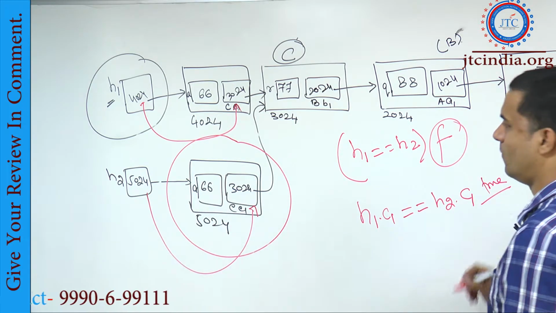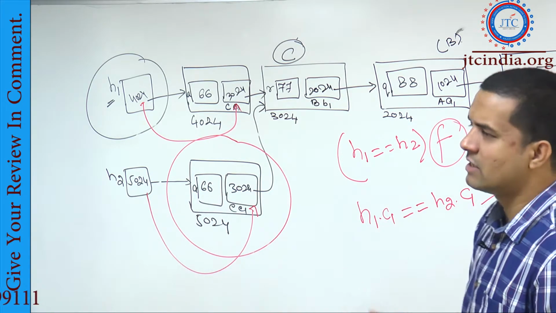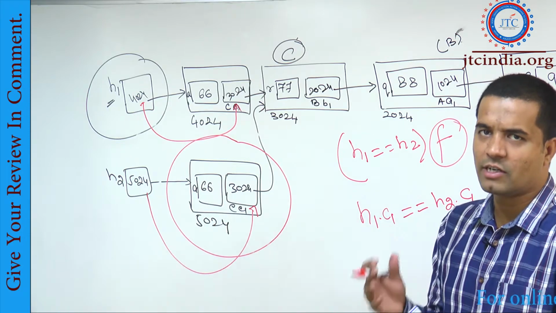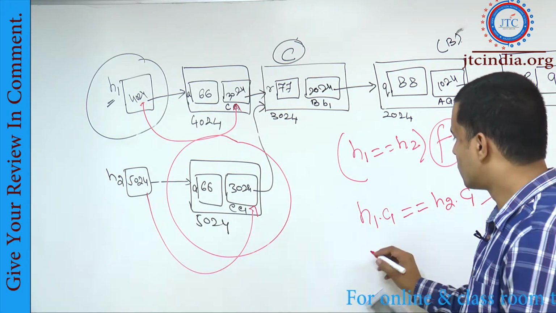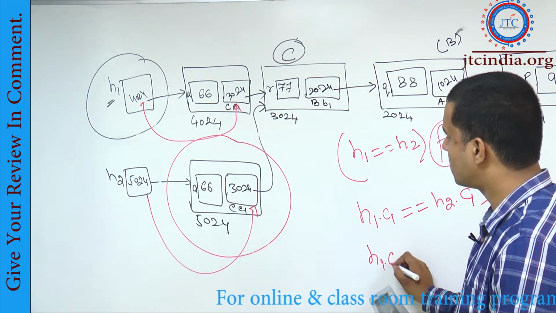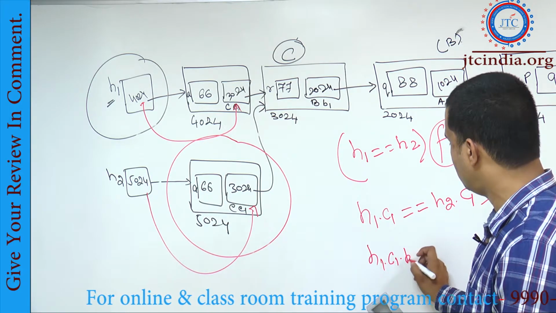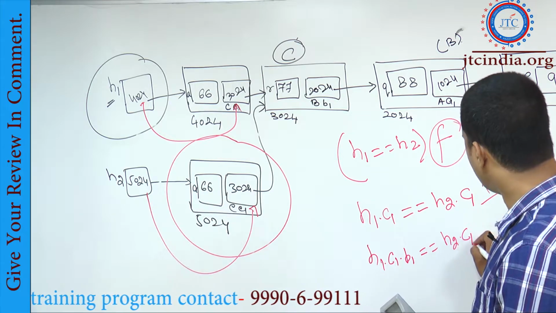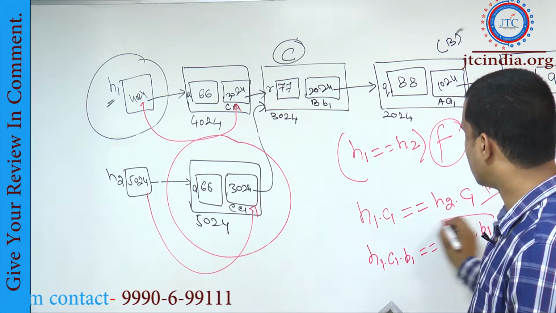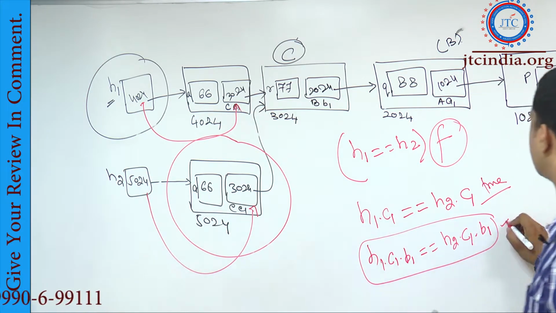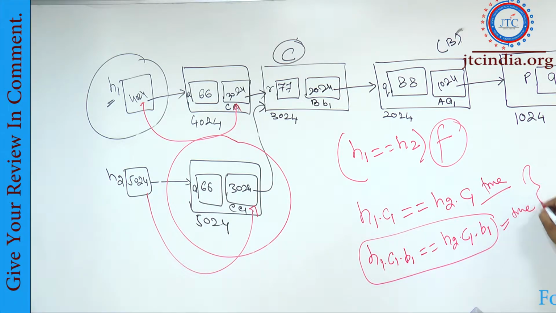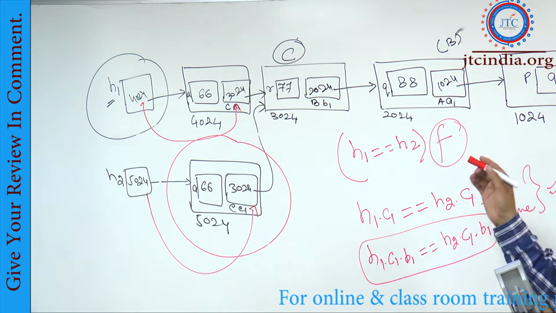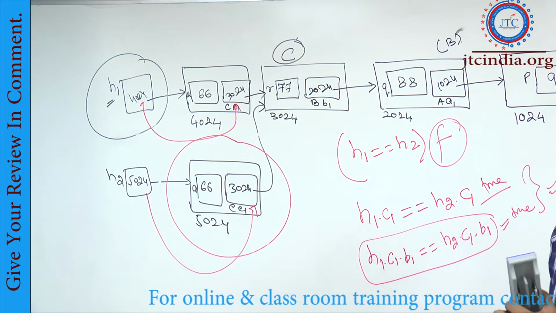Again true. Or if you see in the program, the last points which I have written, it is there in your documents also. So if I am writing h1.c1.b1 is equal to h2.c1.b1, this also, when I am writing, what is it going to return now? True itself it is going to return. So this is what shallow cloning is.